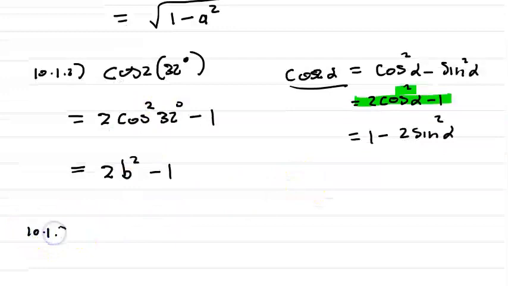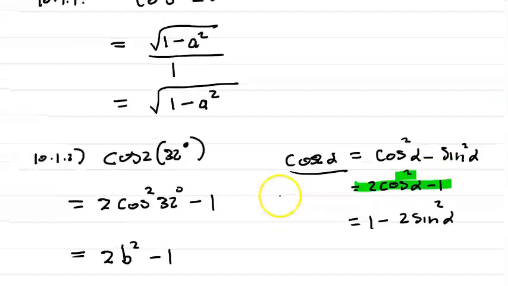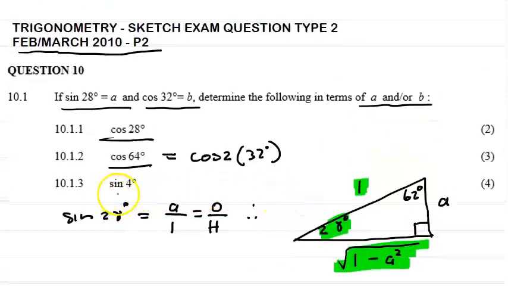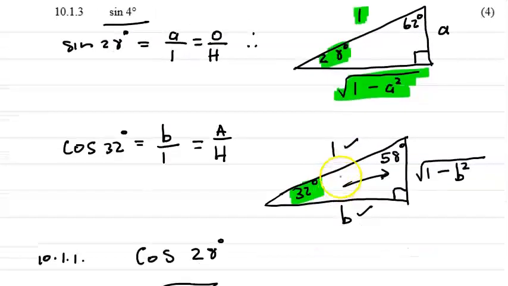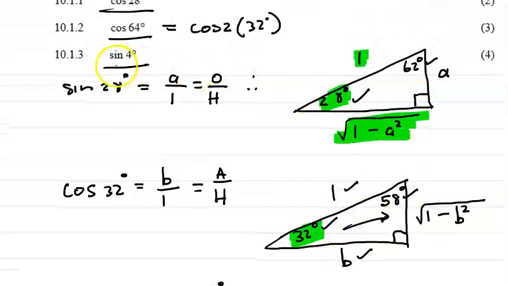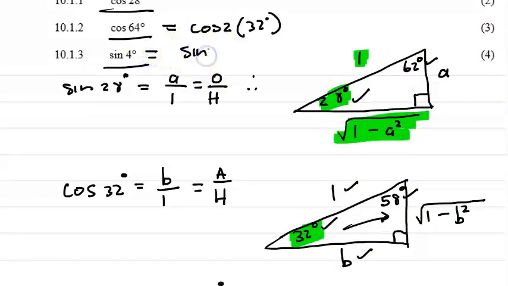Let's look at the next one, 10.1.3. They're asking us here for sine of 4 degrees. So if you look at these angles, what angles do we have? We've got 28 and 62, we've got 32 and 58. How can we get sine of 4 degrees? If you look carefully, 32 minus 28 will give us 4 degrees.